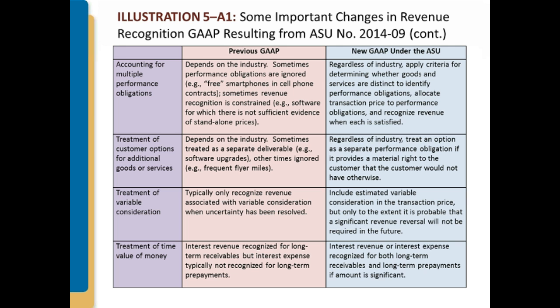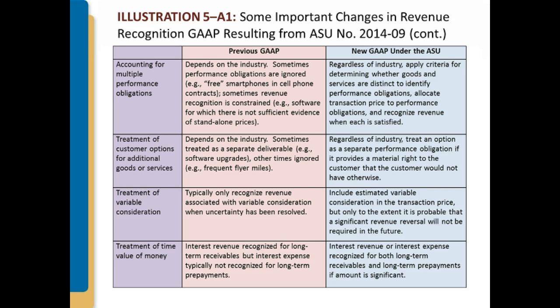And like I just said, treatment of customer options for additional goods and services, again, depends on the industry. Sometimes we break these out as separable deliverables, like software upgrades. Other times we ignore them. We're used to thinking about whether or not we should accrue a cost for frequent flyer miles. Well, we normally don't think about recognizing revenue associated with frequent flyer miles. But if we think of that as a material right that we're giving the customer that they wouldn't have otherwise, we might have to set aside a little bit of each plane ticket as deferred revenue and recognize that revenue when those frequent flyer miles are used or when they expire. That's the kind of thing that busting apart contracts into separate performance obligations does, and that's some of the complexity it adds.